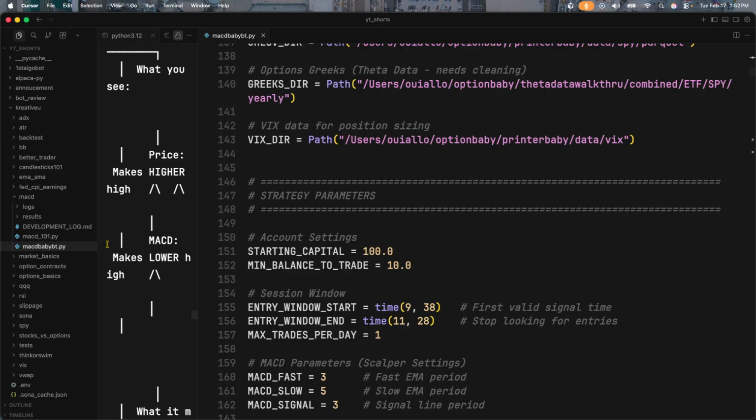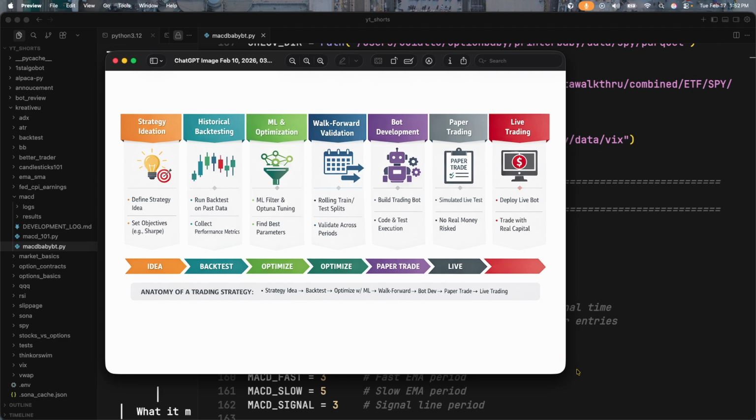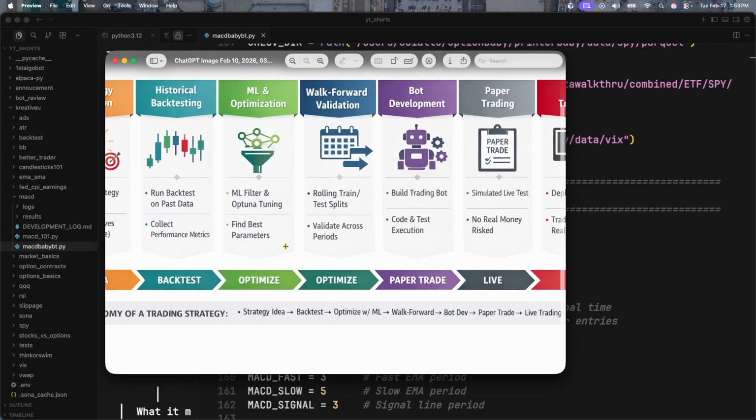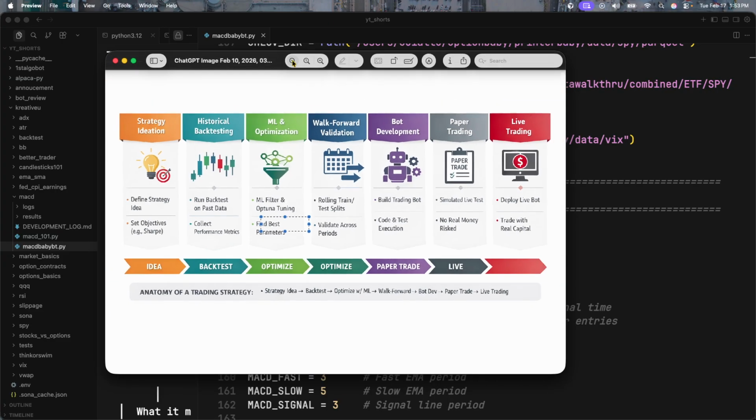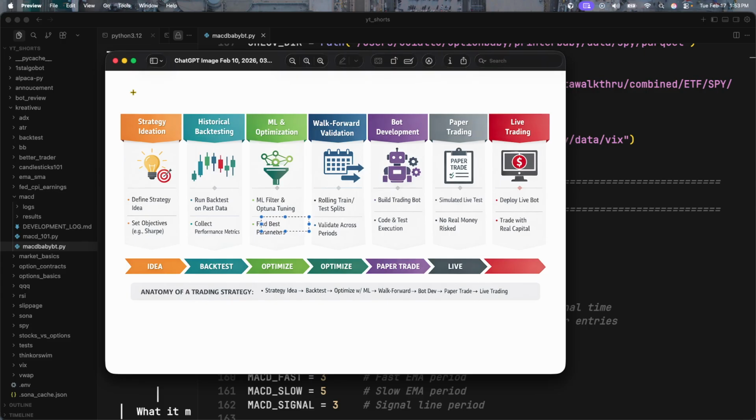So that's why when it comes to creating any strategy, we have this particular process here. So we have our strategy idea. The strategy idea came from the MACD lesson that we just went over. Now we're going to back test it. Now I don't know if I'm going to make it a bot yet because I already have other bots that we are using. Let me just zoom this out. My fault. So we are in the strategy ideation and being able to back test it.